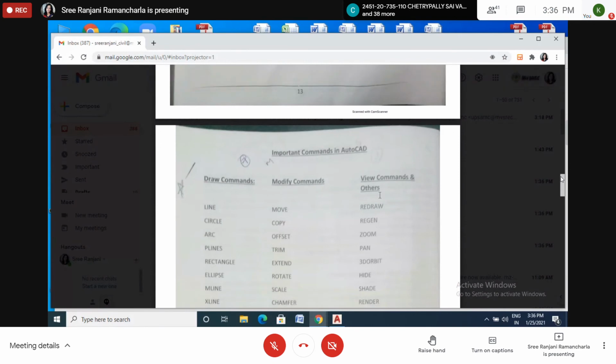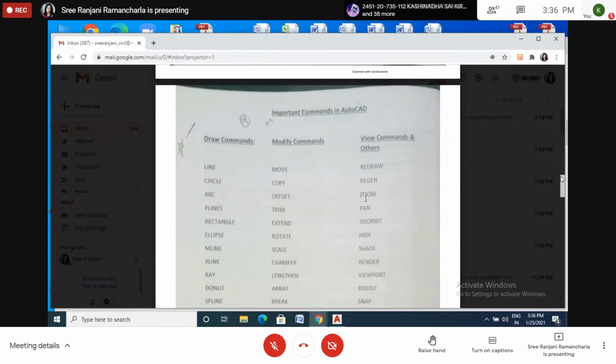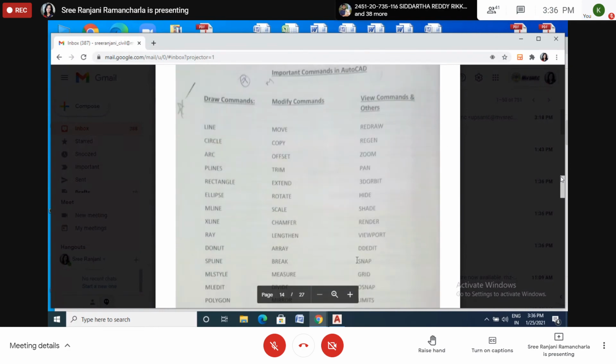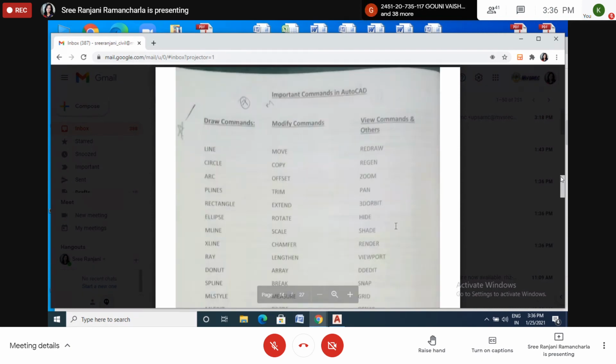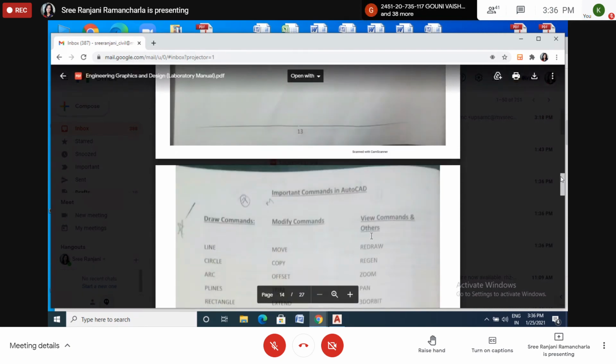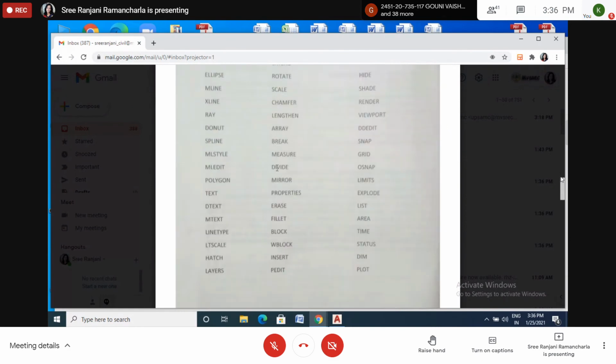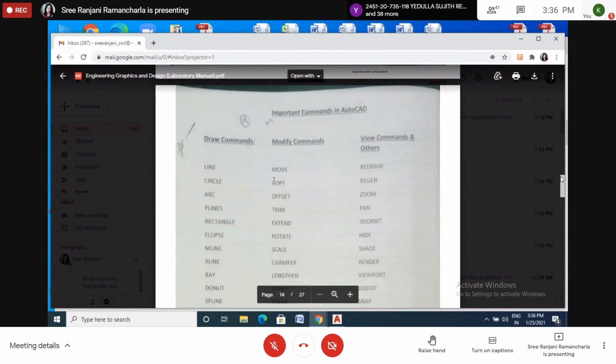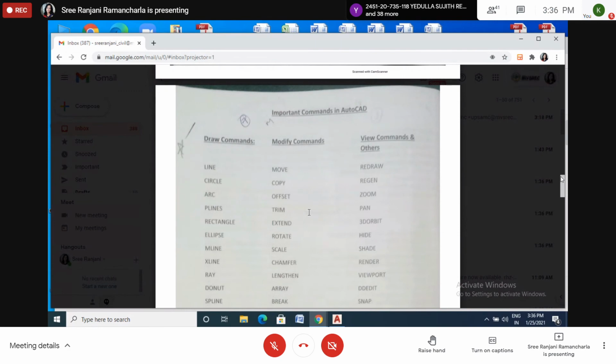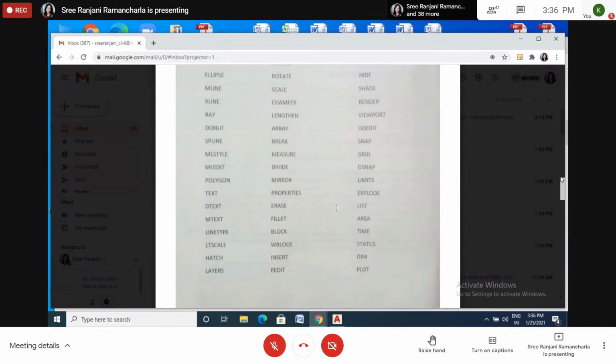And view commands and others. Redraw, region, zoom, pan. Of course, we are using zoom and pan regularly, 3D orbit, hide, shade. These are all snap, grid, O snap. So these are explode. So these are all view commands and others. Okay. So please write this one also, which I marked with the star mark. You please all write it all on one page. Okay.